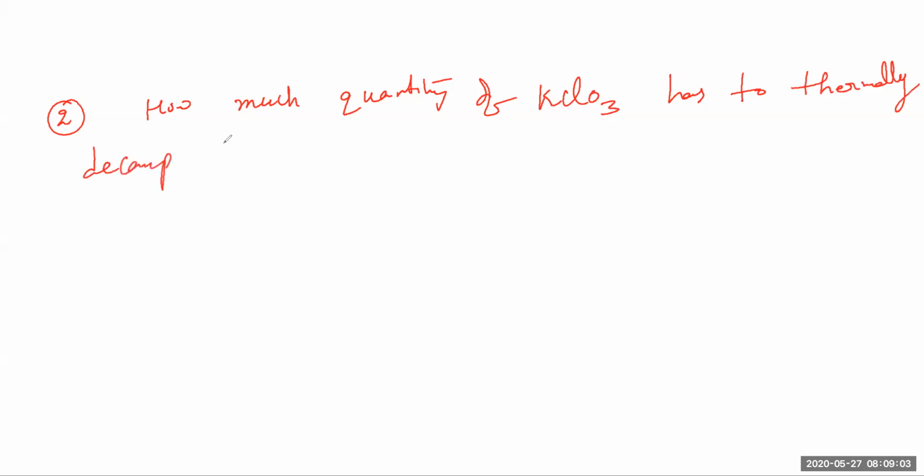How much quantity of KClO3, potassium chlorate, has to be thermally decomposed to give 16 grams of oxygen? 16 grams of oxygen.